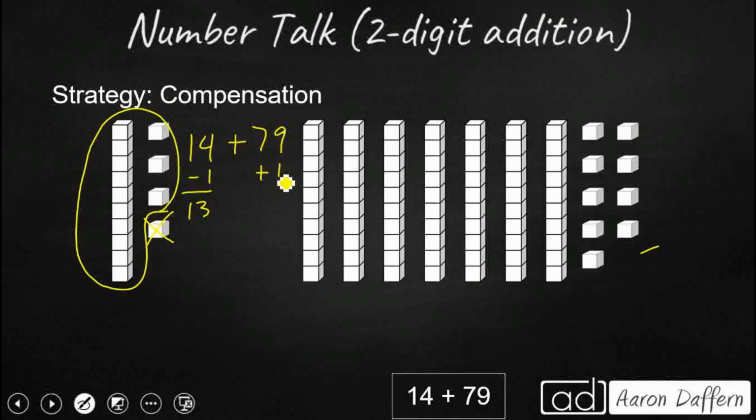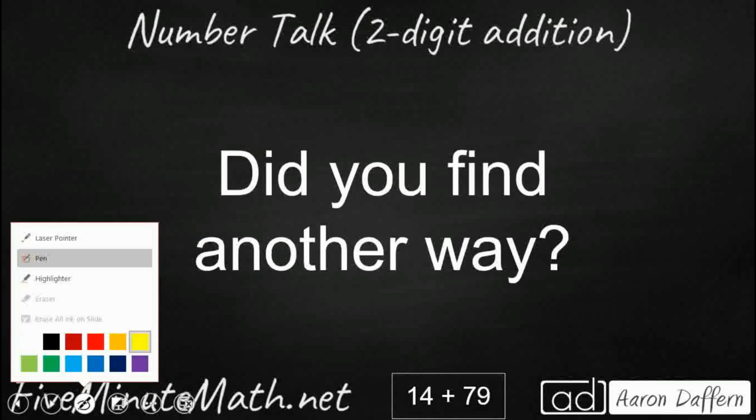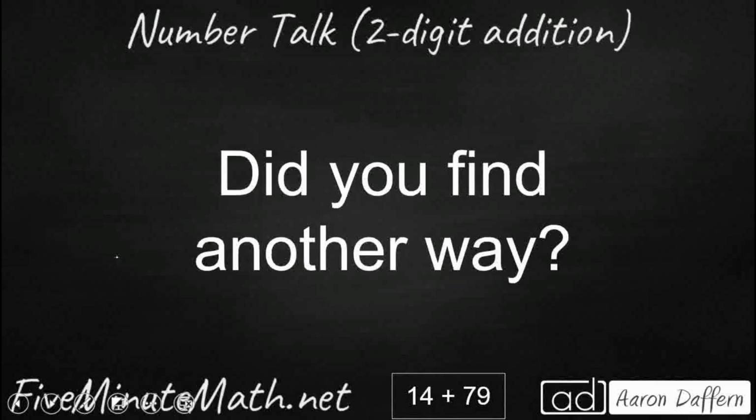But I'm going to add that 1 back over here because I want to change the 79 up into an 80. So I have a balanced expression because I took 1 away from one addend, but I added it to the other addend. And look how simple that is. 13 plus 80, no regrouping necessary, 93. So those are all the different ways that I can think of to add 14 plus 79.